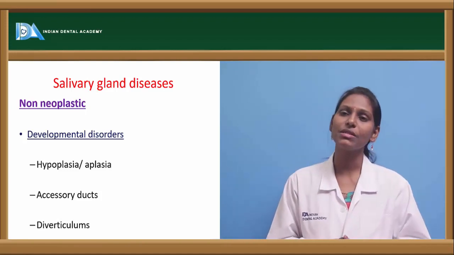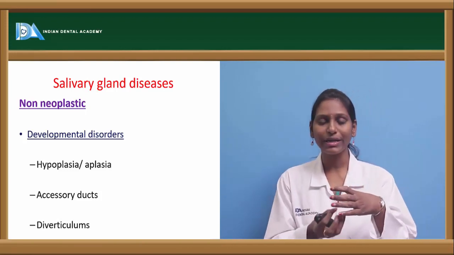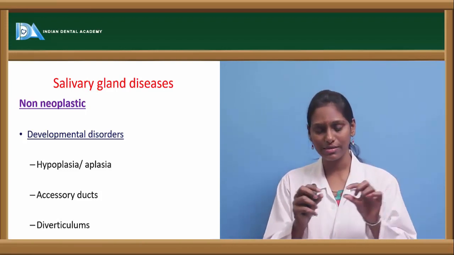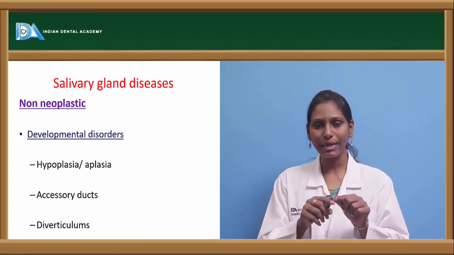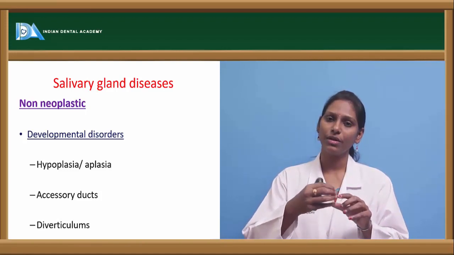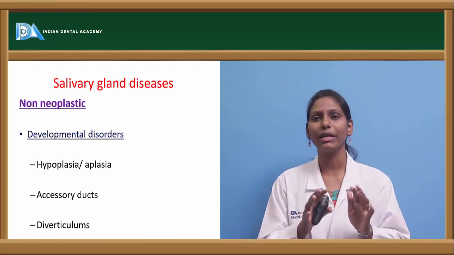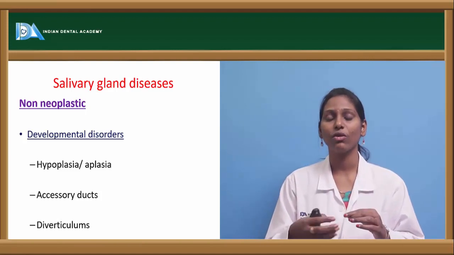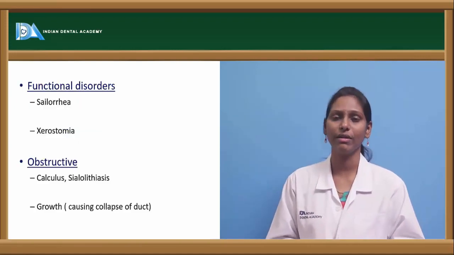Coming to diverticulums, a diverticulum is nothing but a pouch. It is like an outpocketing or pouch. Along with the ductal system, a small pouch can be present. With this pouch, what happens is when the saliva is flowing, a little amount of saliva can seep into the pouch and stay stagnant for a longer period of time, posing a risk factor for calculi. So these are developmental disorders.